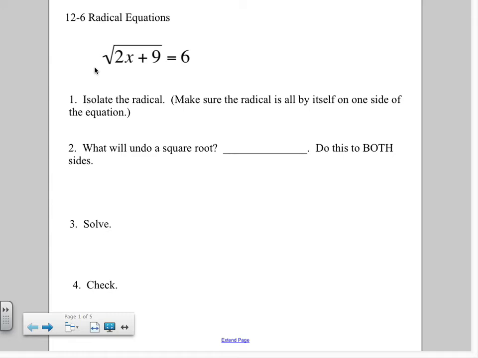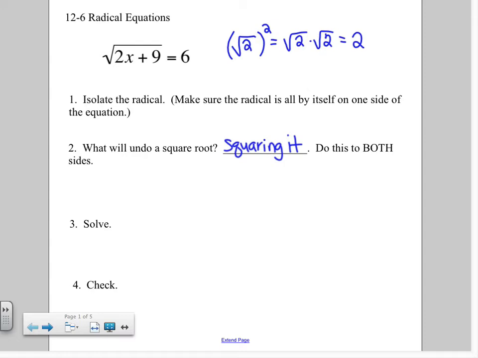So now we need to figure out, okay, what can we do to undo the square root? That would be squaring it. So you need to square both sides of the equation. Remember, if we have the square root of 2 squared, that's really the square root of 2 times the square root of 2, which we know is 2. So squaring that square root gets rid of the square root. So let's do that to both sides.